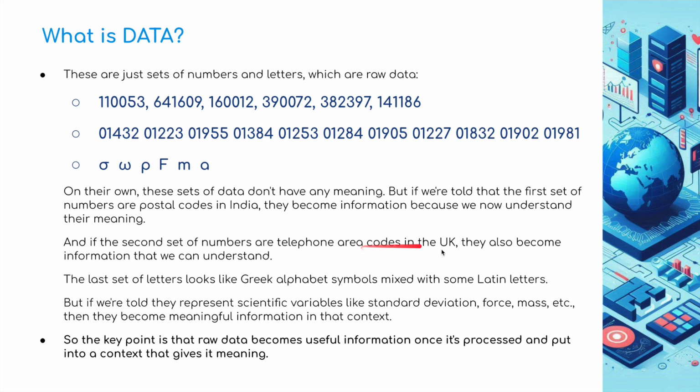The second set of numbers are telephone codes for the UK, and they also become information, and we can understand where each code relates to in terms of the UK. The last set of letters look like some Greek symbols, but mixed with some Latin letters. But if we're told that these represent scientific variables, like standard deviation, forces, mass, etc., then they become meaningful information in that context. So the key point is that raw data becomes useful information once it's processed and put into a context that gives it meaning.